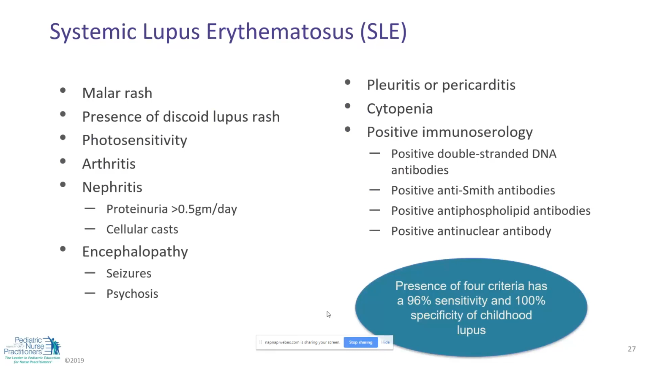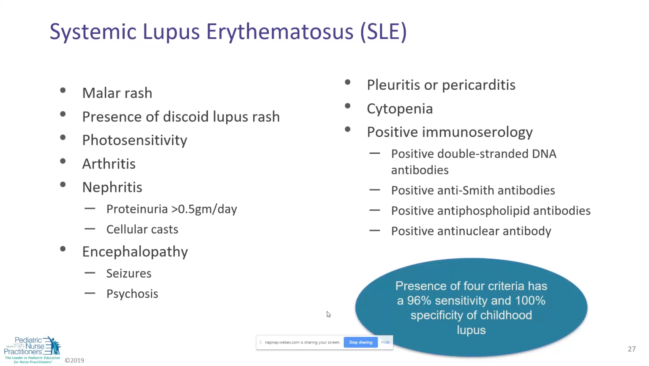They can also have a discoid lupus rash. They may be photosensitive, have arthritis, nephritis, so they may have proteinuria and also cellular casts on urinalysis. They can present with encephalopathy, like seizures and psychosis, pleuritis or pericarditis. They can have cytopenias, and then their immunoserology may be positive. So when you look at their DNA and anti-Smith antibodies, those may be positive.